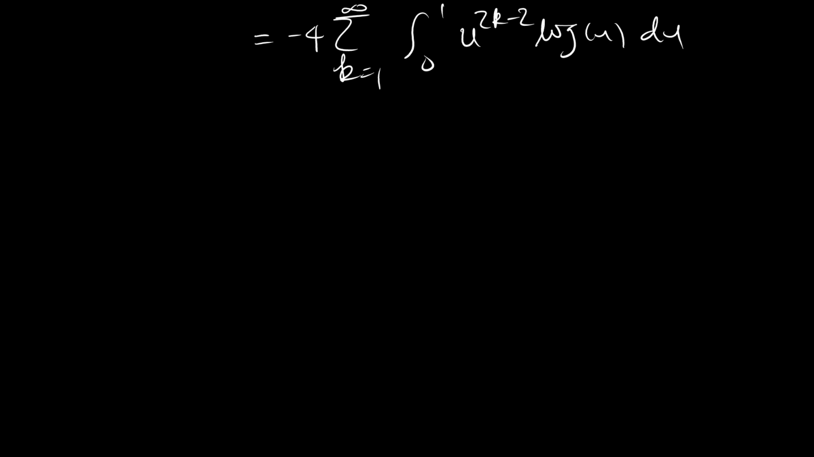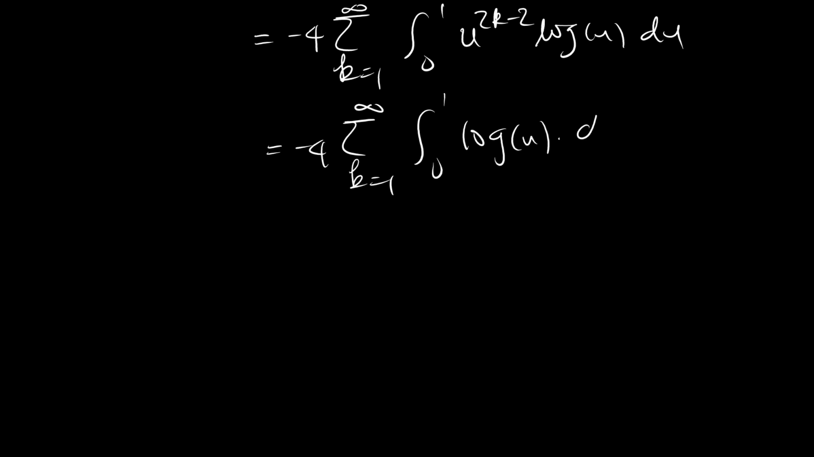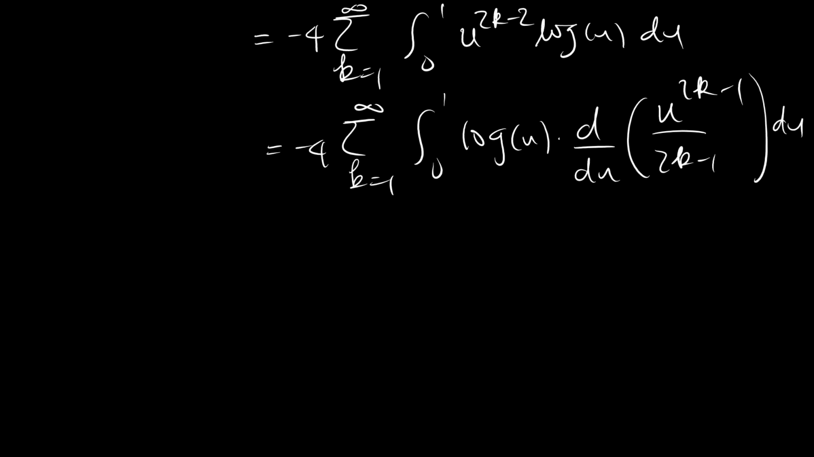This is cool because we have negative 4 summation from k equals 1 to infinity, integral from 0 to 1 of u to the power 2k minus 2 natural logarithm of u. And so this is the same as the integral from 0 to 1 of log of u times the derivative with respect to u of u to the power 2k minus 1 over 2k minus 1, du.